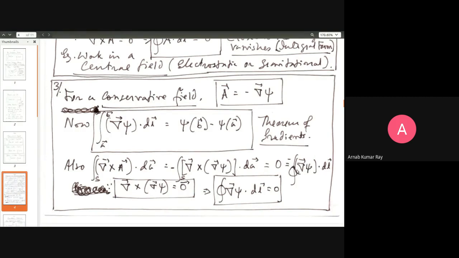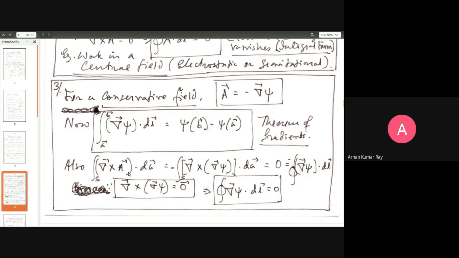So the closed loop integral of A dot dl, with A written as minus gradient of psi, minus gradient of psi dot dl over the closed loop, will be equal to 0. Since the curl of the gradient is equal to 0, it means that the closed loop integral of gradient of psi dot dl will be equal to 0, which is not a challenge really. It is consistent with the fact that when a is equal to b, this will be equal to 0. So from this argument, you can straight away conclude that the curl of the gradient of psi is equal to 0. That is what I've tried to establish here.